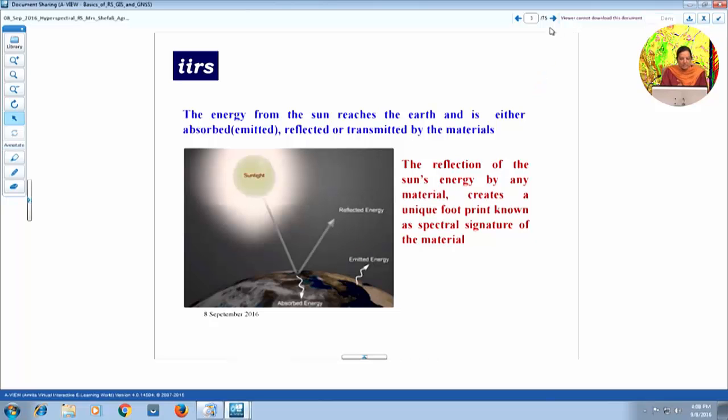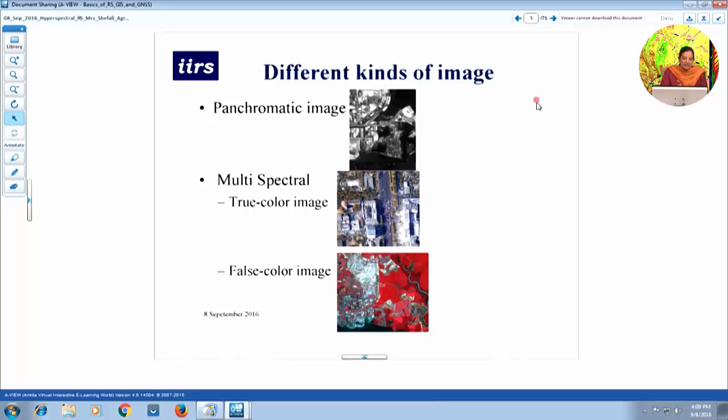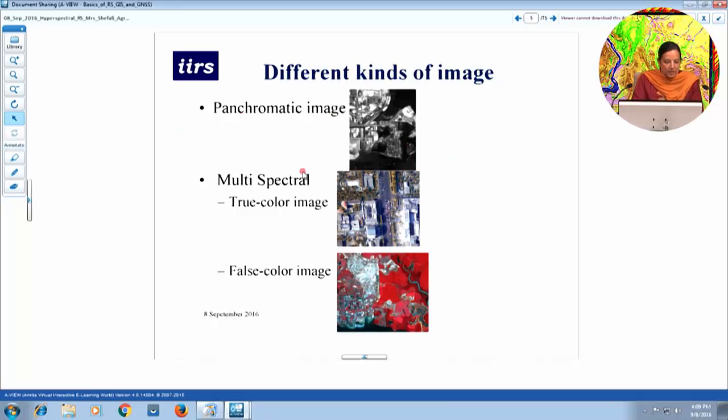So it's a unique footprint which enables us to identify different types of land surface features. The location and shape of these unique footprints, the reflection and absorption, enable us to identify them, right? You've all seen these different kinds of satellite images, which you have already interpreted in the previous exercises: a panchromatic image, a true color image, and a false color image. The panchromatic image has a single band, a one-band dataset, black and white, whereas this is a normal color photograph which you can click from your normal cameras, RGB images.